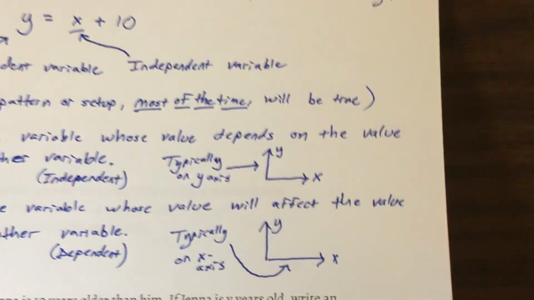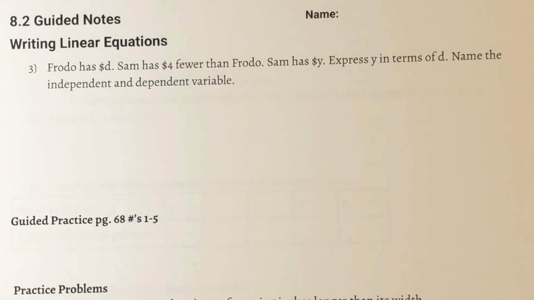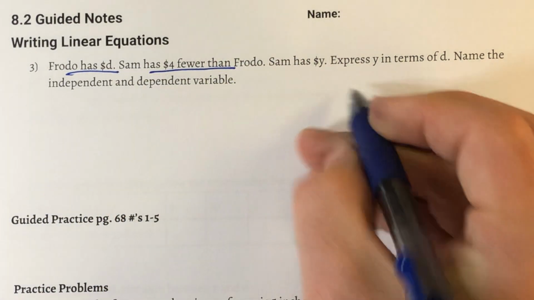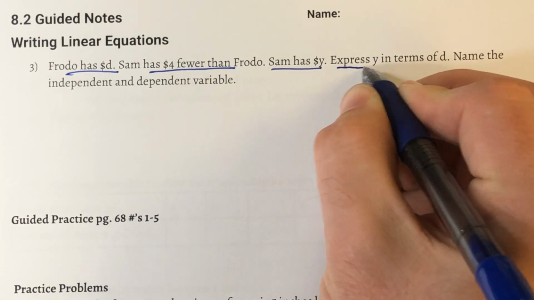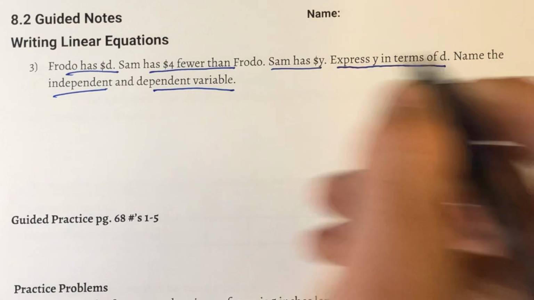All right, next. Our next situation says, Frodo has D dollars. Sam has 4 fewer than Frodo. He's very sad about that. Sam has Y dollars. It says, express Y in terms of D. Name the independent and dependent variable.